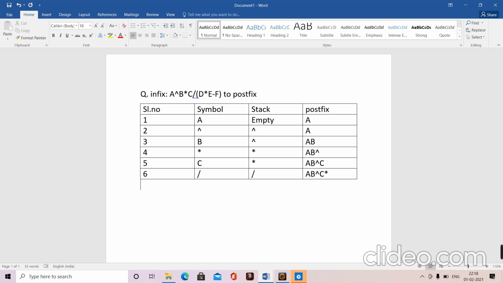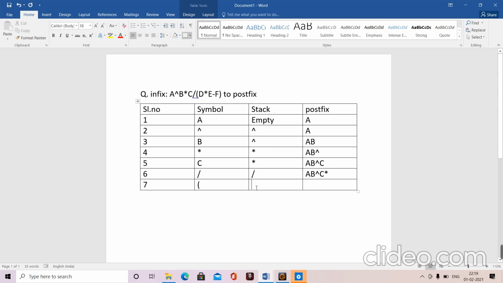All right, in the seventh step, what will we have? We have the left parenthesis, right? When a left parenthesis comes, what it says is that you have to push it on the stack. So this will be pushed on the stack, which means in the previous stack we have division, right? So it will be pushed on the stack.